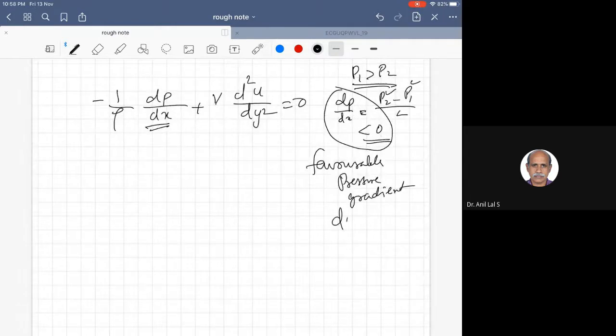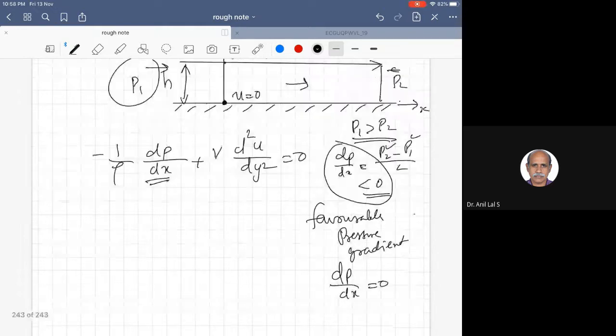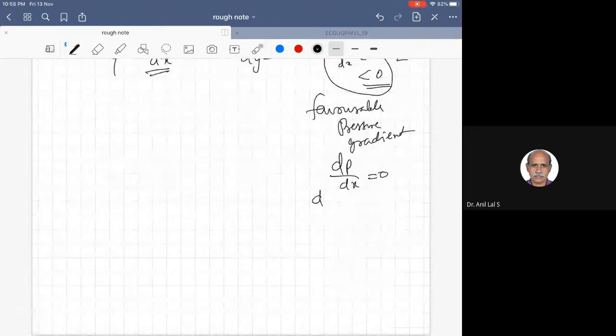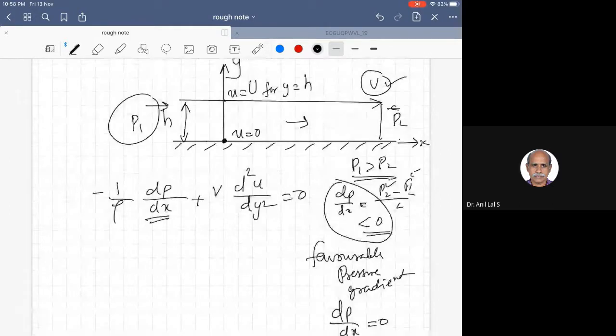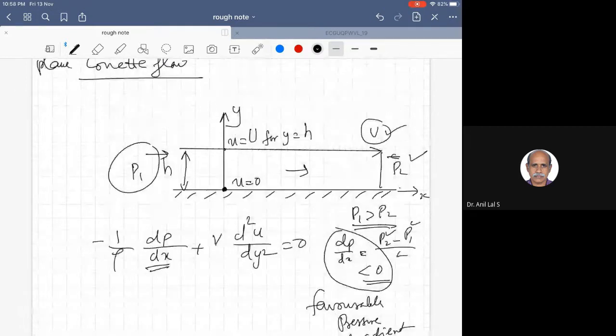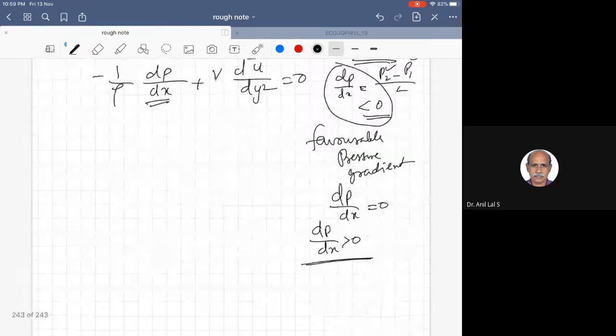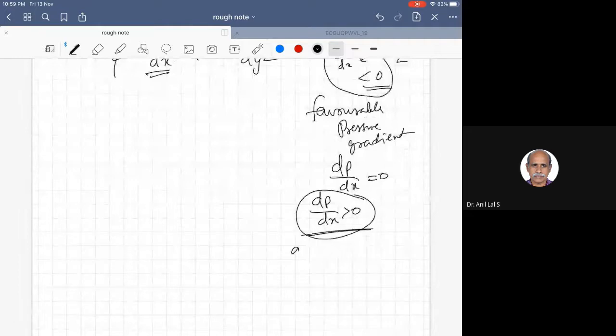You can have a condition when dP by dx is equal to 0. That is called zero pressure gradient. You can have dP by dx greater than 0. In that case, P2 is more. So the pressure will be acting against the motion of the wall, and the motion of the wall causes the fluid to move like this, whereas the pressure causes the fluid to push in the opposite direction. So this condition is called an adverse pressure gradient.